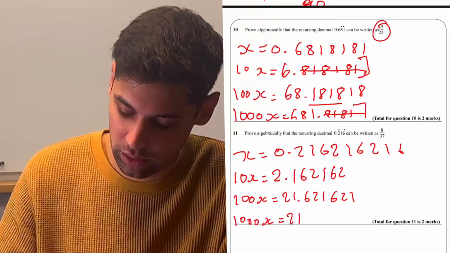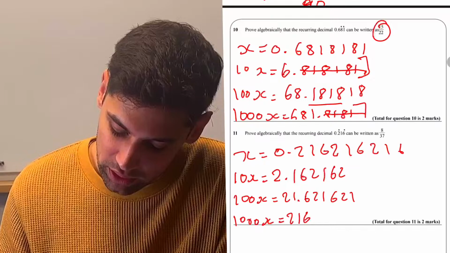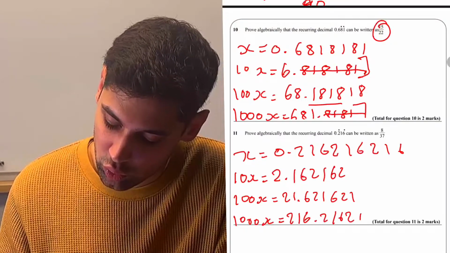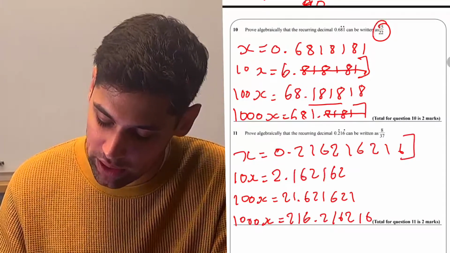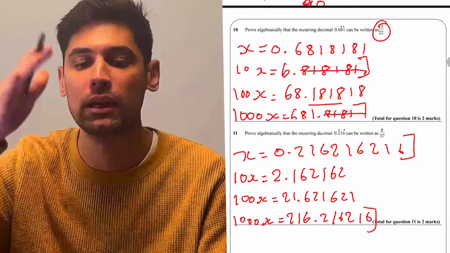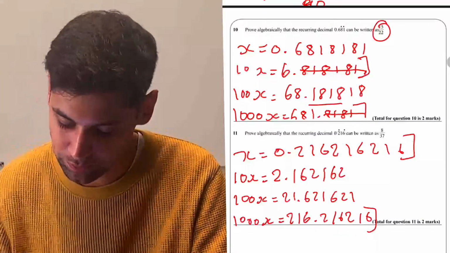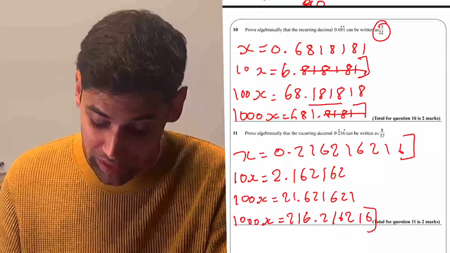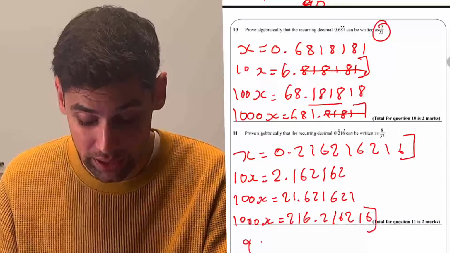And we've crashed again. 216 point, and we're back. 216.216216, and we have the beginning one and the last one both being 0.216. So we can use those. So 1,000x take away x is 999x.